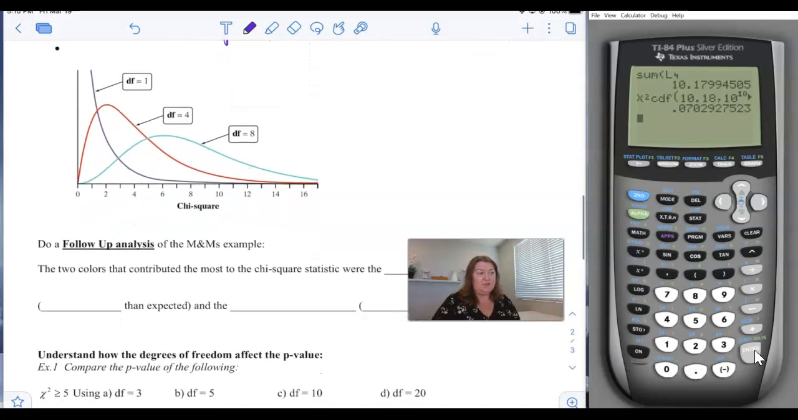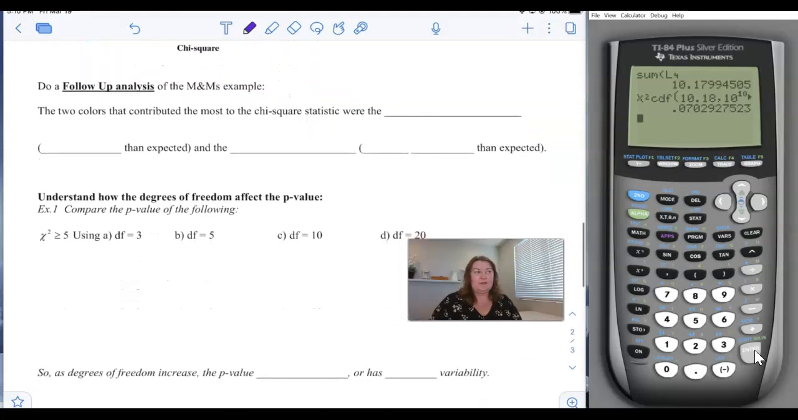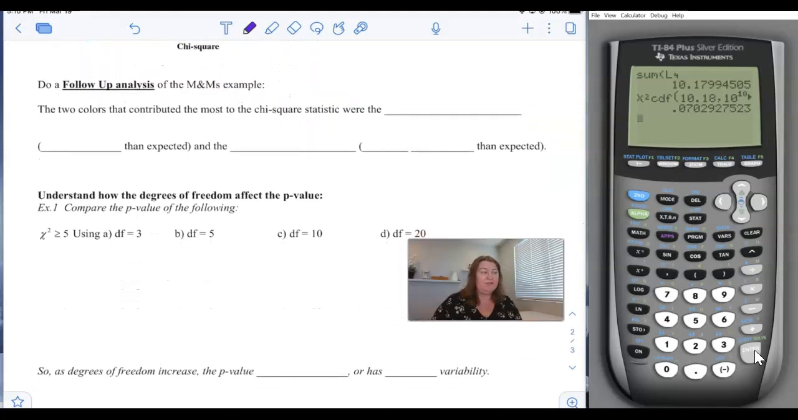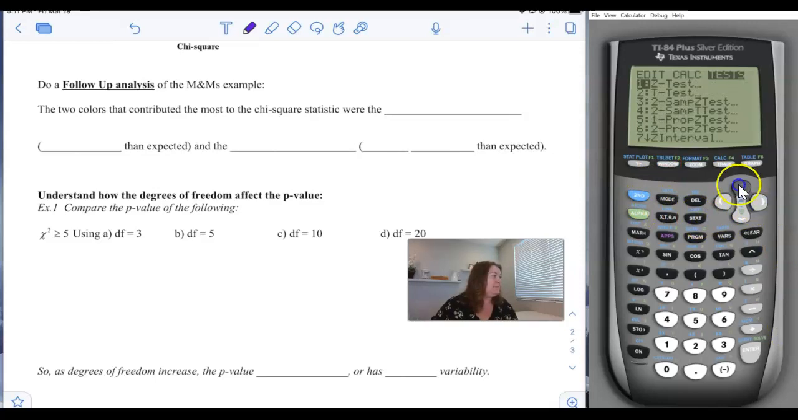This is what that contribution did. You don't fill this in as part of the phantoms unless they specifically ask. What if they asked, what contributed most to your chi-square score? We had a 10. What counted for all of that 10? Remember that contribution amount. So let's go run the test again. Good thing it's all still in there. I'm just going to hit calculate.